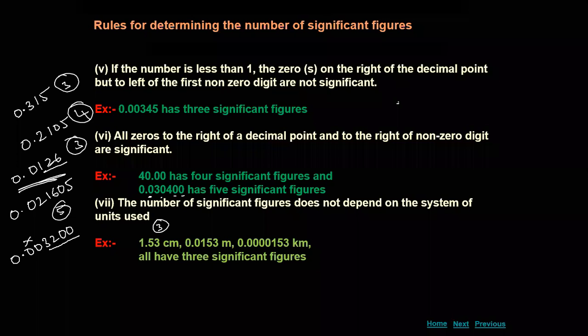How many significant figures are there? 1, 2, 6, 3. So that 3 we have written here. 1, 5, 3. There are 3 significant figures. This 0 is there before a non-zero digit when the overall value is less than 1. So this 0 is non-significant.